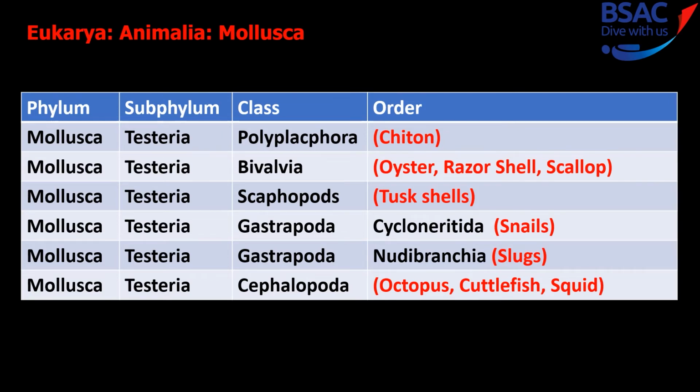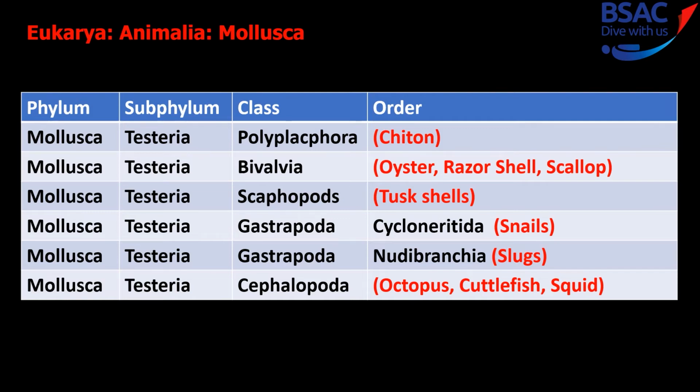Eukarya, Animalia, Mollusca. In the phylum of Mollusca, we had the subphylum of Testaria. Polyplacophora, commonly called a chiton, is an unusual creature found generally from a line between North Wales and Yorkshire to the north, and they have a segmented shell like a woodlouse, but instead of legs they have a foot like a limpet.